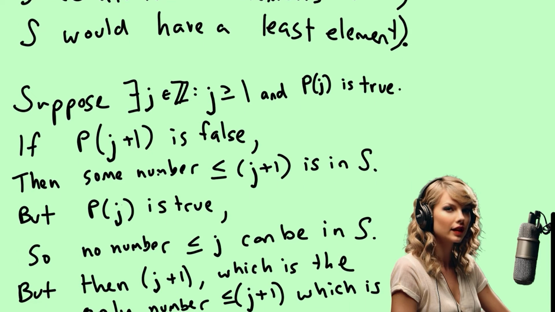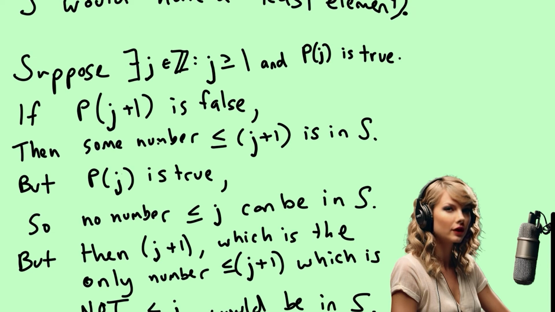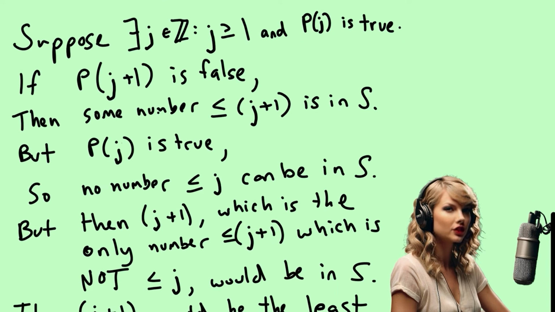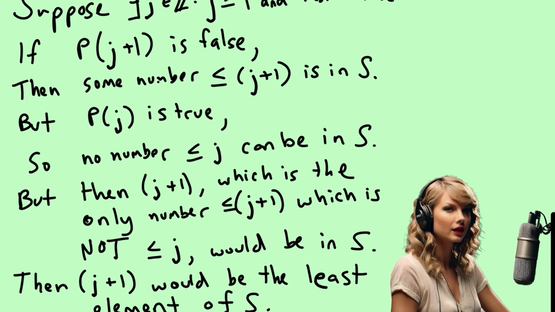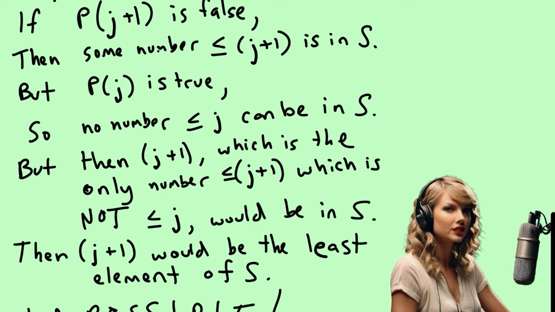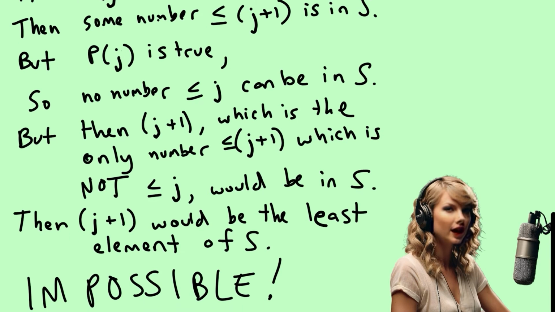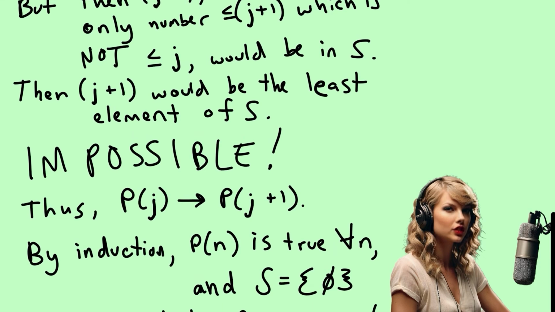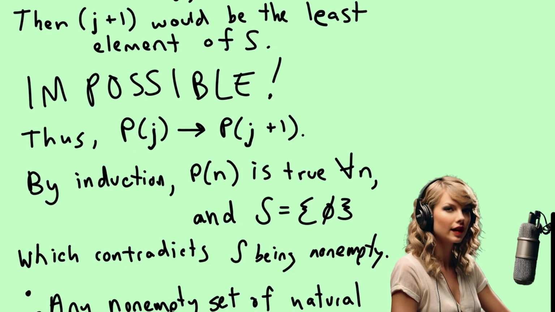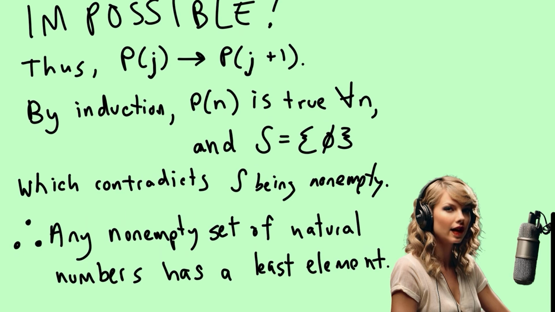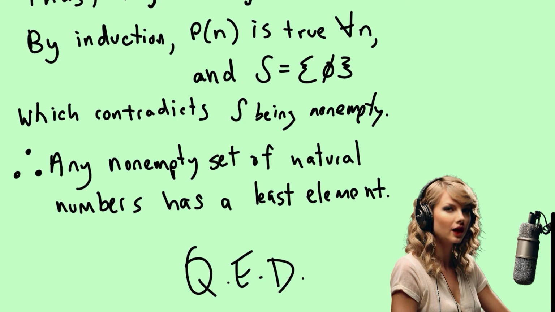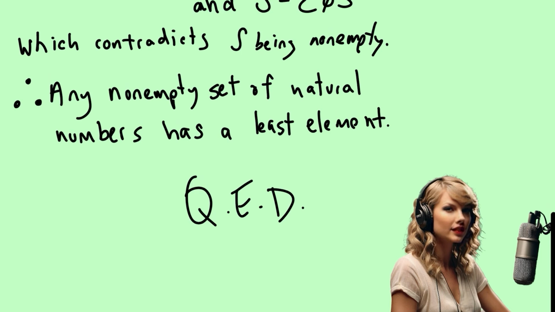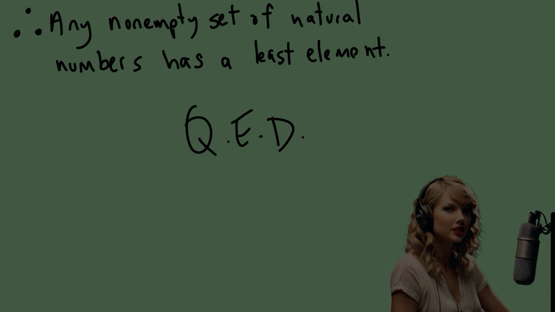If that's the case, then j plus 1, the only number less than or equal to 1 more than j, which is not less than or equal to j, would be in S and would be the least element of S. Simply impossible. Thus, if P of j is true, then P of 1 more than j is true. By induction, P of n is true for all n, and S is a sad empty set. Now we can say that any non-empty set of natural numbers has a least element, QED.